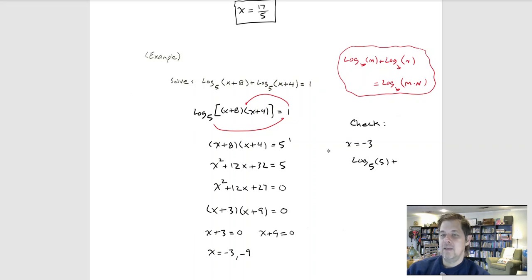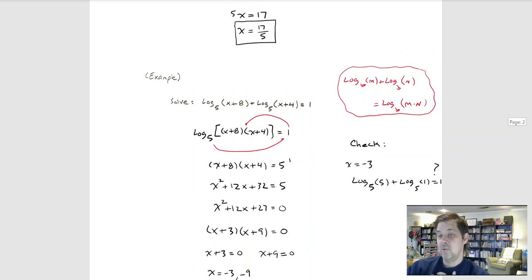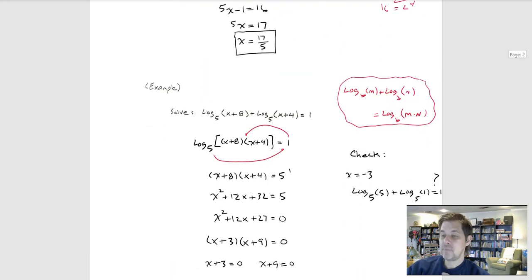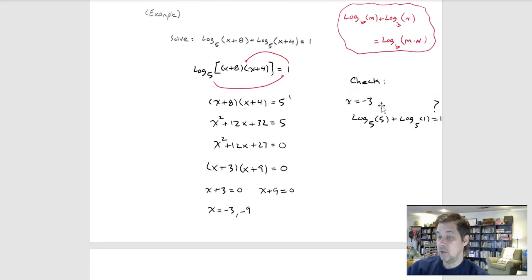Okay, and then say I put -3 right here. So -3 plus 4, that would be 1. Log base 5 of 1 equals 1, question mark. Now, it looks like I'm okay, because what I'm trying to rule out when I check my answers in this kind of equation is that I'm not getting a negative or 0. Okay, and so this one, it's all right then. Okay, I got 5, I got 1. Both of these can be calculated.